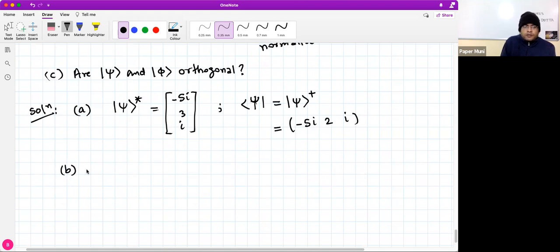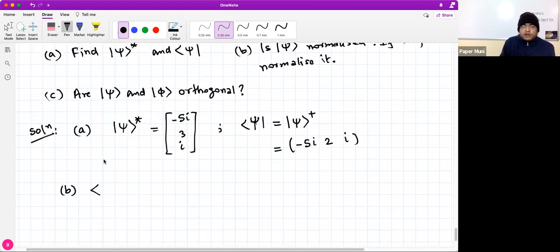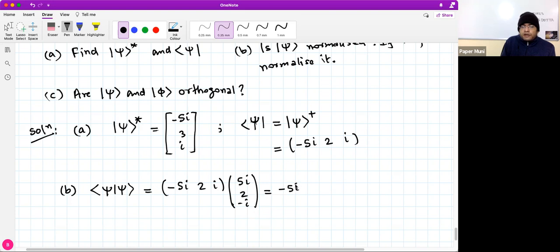Now the B part says that we have to check whether psi is normalized or not. Let's calculate the inner product. So the inner product is like this. We have minus 5 iota, 2, this is iota. Then we have 5 iota, this is 2 minus iota. So this gives you minus 5 iota, and we have 5 iota here. Then we have 2 plus we have iota as well as a minus iota in this.